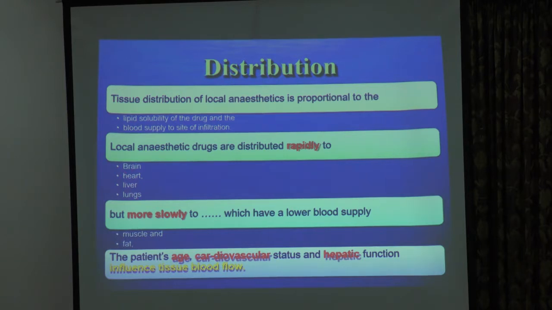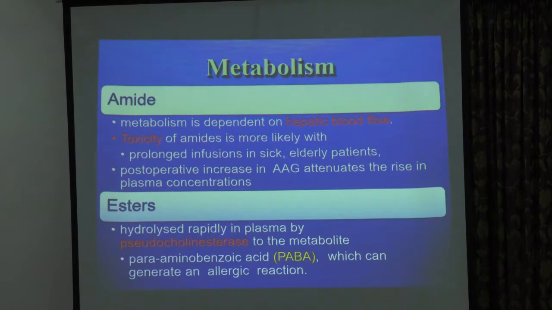And then local anesthetic drugs, usually when you give them, they quickly get distributed to the brain, heart, liver, and lungs. And this is very important because this explains how the symptoms of local anesthetic systemic toxicity present, because these are the tissues that take a lot of it, and then the symptoms are basically from these places. And then they go slowly to the areas that have lower blood supply, like the muscles and then the fat. So the patient's age, the cardiovascular status, and the hepatic function of your patient, you must always take into consideration when you are using these local anesthetics.